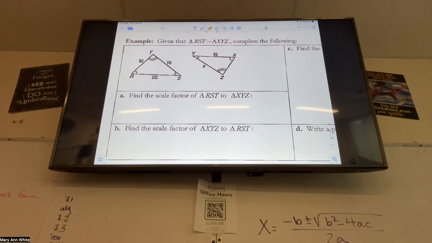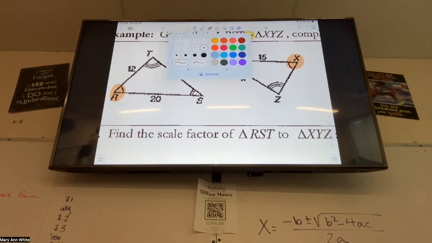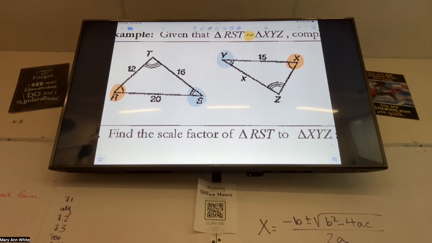Okay, time out. If I know that they're similar, what do I know? Let's start with all the angles that are congruent. I think I know what you're saying, Elijah, but we're gonna get there in a second. So angle R is congruent to what? X, good. Angle Y is congruent to, good. And angle T is congruent to, good.